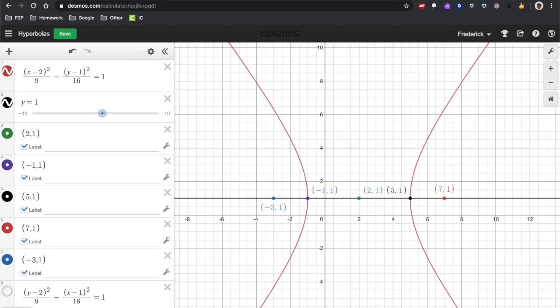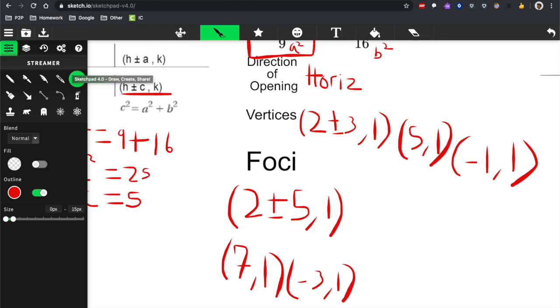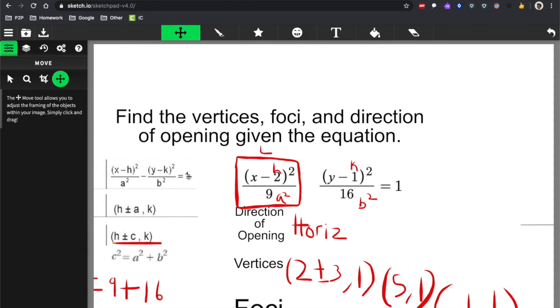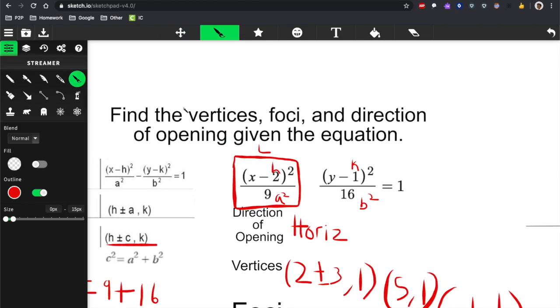From this, we know how to find the direction of opening, we know how to find the vertices, and we know how to find the foci. So we've completed this question.